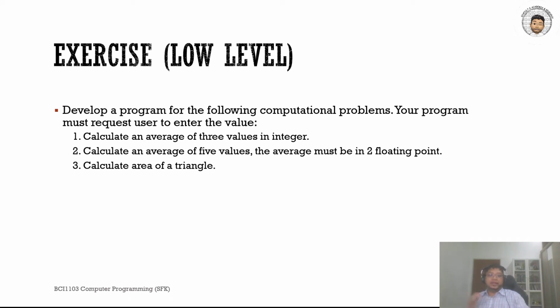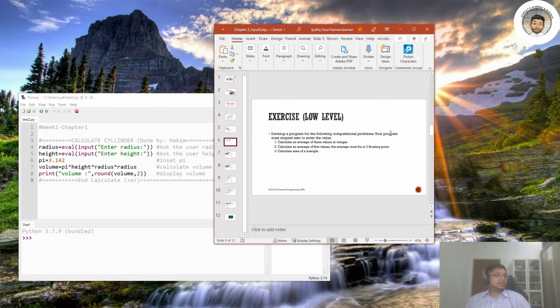So let's start with the exercise now. You can open your Thonny and try to do this program first. Develop a program for the following computational problems. Your program must request the user to enter the values, calculate an average of 3 values in integer, calculate an average of 5 values, where the average must be in 2 floating point, and calculate the area of a triangle. So let's start with our first exercise.